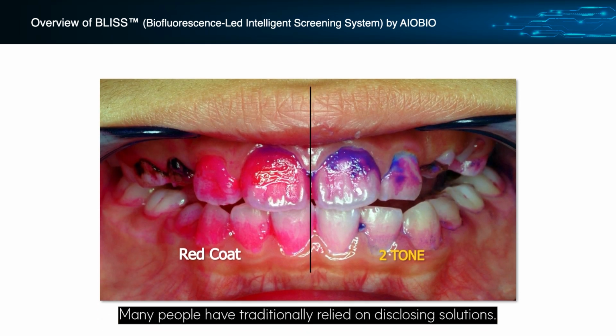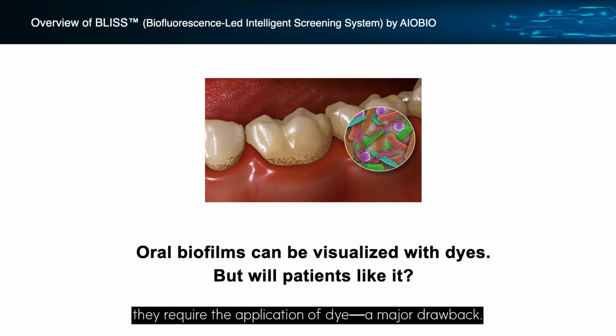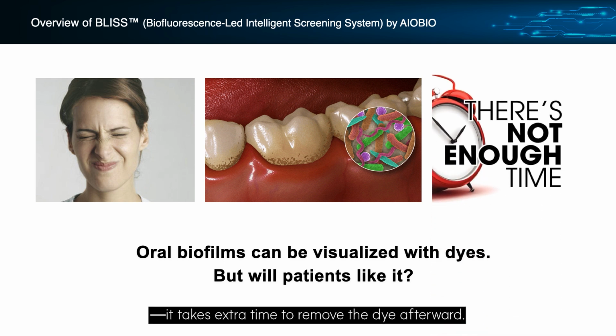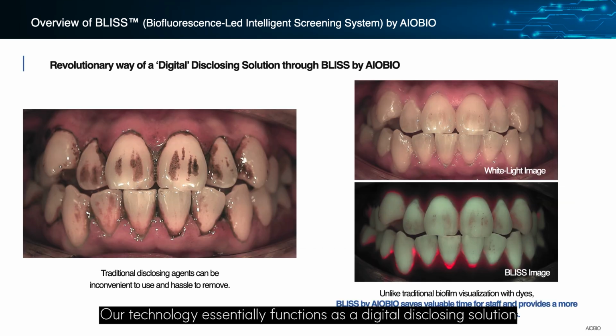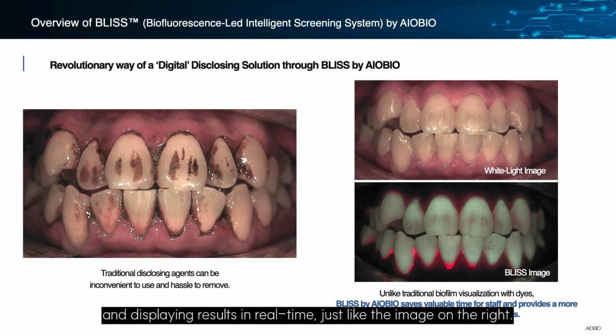Many people have traditionally relied on disclosing solutions. While these solutions do reveal the presence of oral biofilm, they require the application of dye, a major drawback. Do you think patients actually like that? Chances are they don't, and what's worse, it takes extra time to remove the dye afterward. Our technology essentially functions as a digital disclosing solution, requiring no dye and displaying results in real time, just like the image on the right. The image on the left shows the result of using dye.